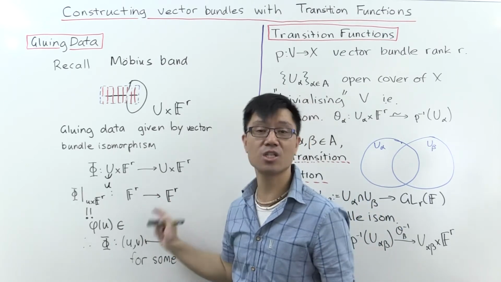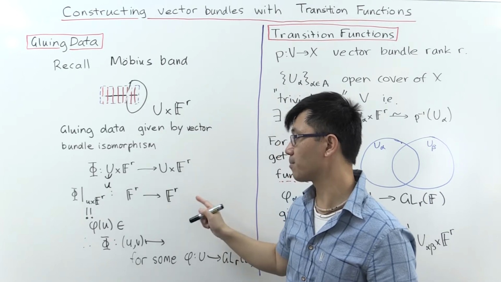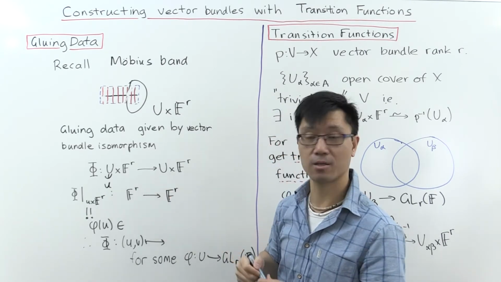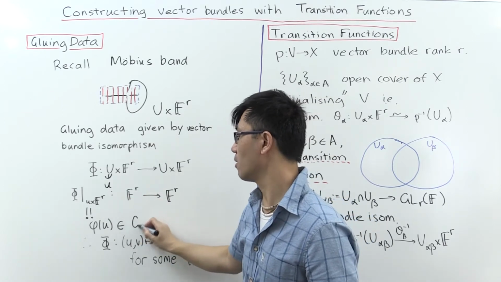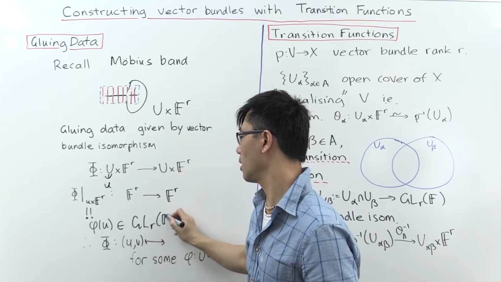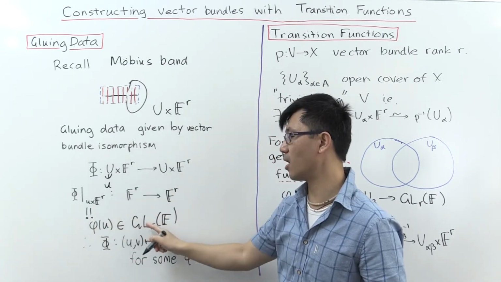So essentially, this is just given by some invertible linear matrix, which is R by R. So basically, if we denote this invertible linear matrix by φ_u, φ_u is just inside GL_R of F.